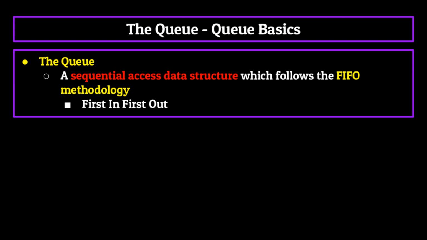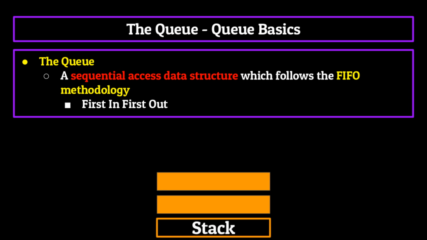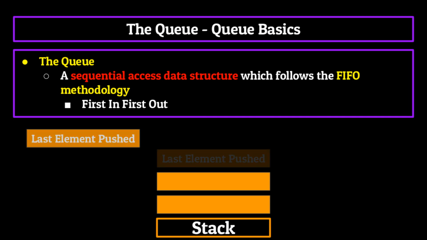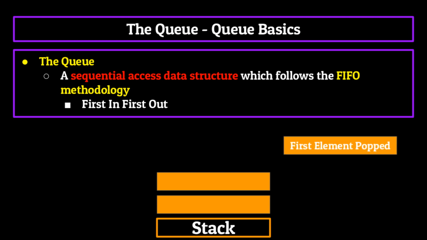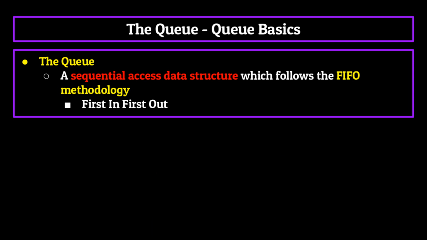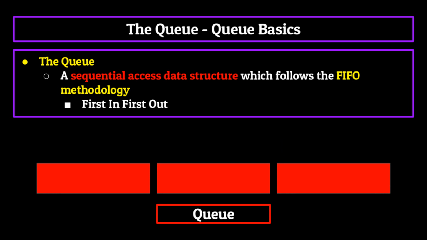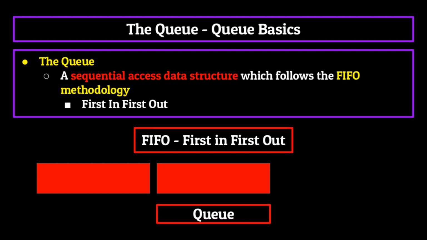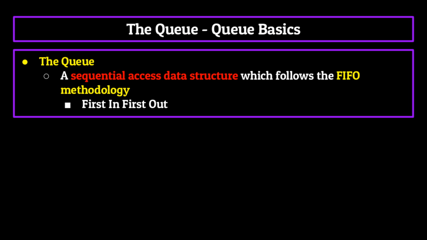Well, the queue, like the stack, is a sequential access data structure, meaning we can only access the information contained within it a certain way. Now, if you remember back to stacks, this certain way was through the LIFO methodology, or last in, first out, where the last element pushed onto the stack would always be the first one we popped off, similar to a stack of books that we add to and remove from. Now, in contrast, the queue follows what's known as the FIFO methodology, or first in, first out, where the first element added to the queue will always be the first one to be removed. We can think of this as a line to your favorite amusement park ride.